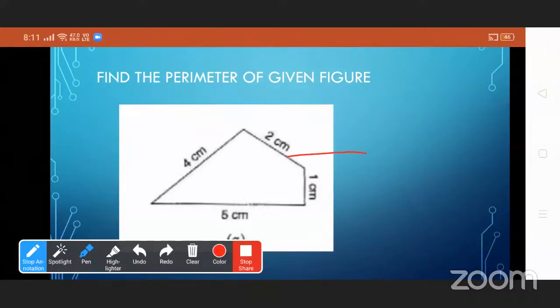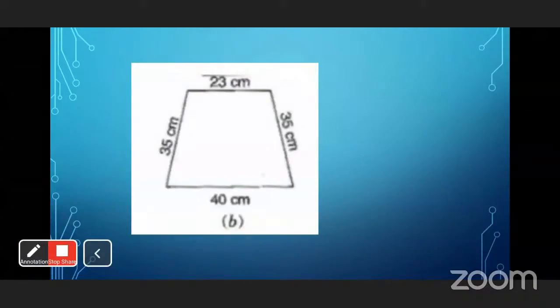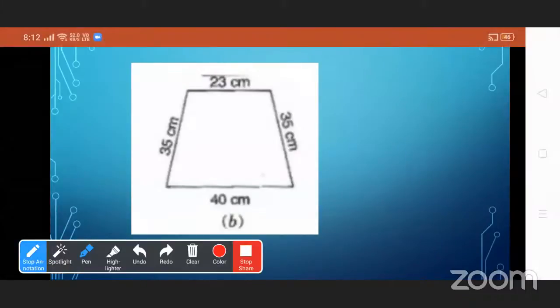Now see. Let's find the perimeter of this figure. Okay, what do we have to do? Addition. Okay, tell me. 23 centimeter plus 35 centimeter, plus 40 centimeter, plus 35 centimeter, plus 30 centimeter.